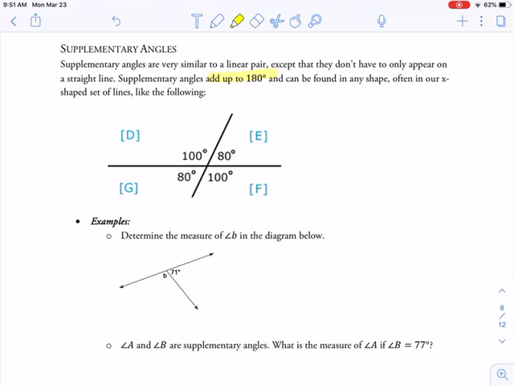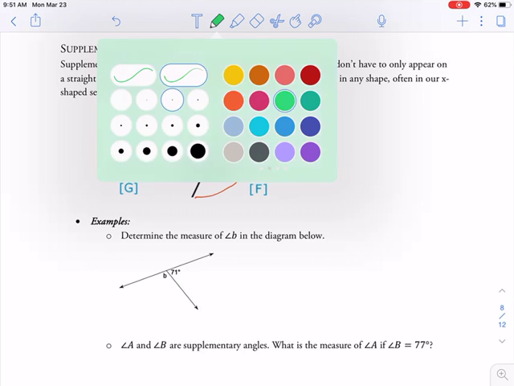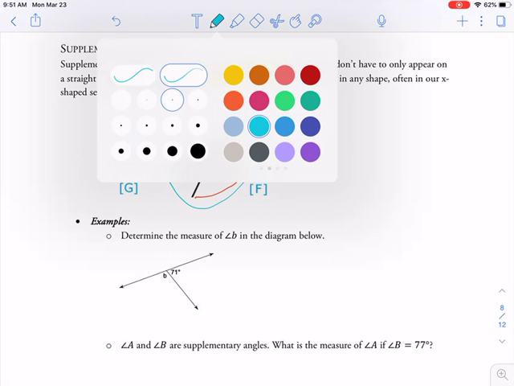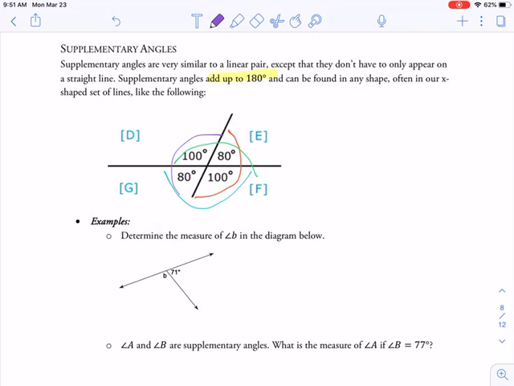And so I just want to remind you that as long as they are on a flat line, like these two, or like these two, or these two, or these two, then they just have to add up to 180. Okay, so we're just going to look at whatever is on a flat line in any direction, and then we're going to be able to know that they add up to 180.